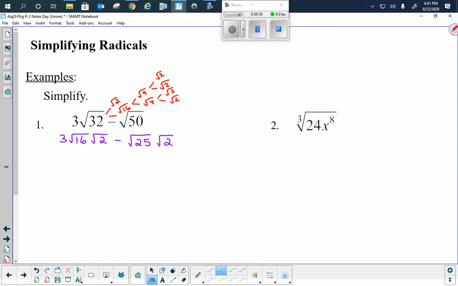You could do that same thing with 50. Okay. All right, if we continue on though, hopefully you're going to tell me that the square root of 16 is 4, times 3 is going to give me 12 root 2, minus the square root of 25, which is 5 root 2.